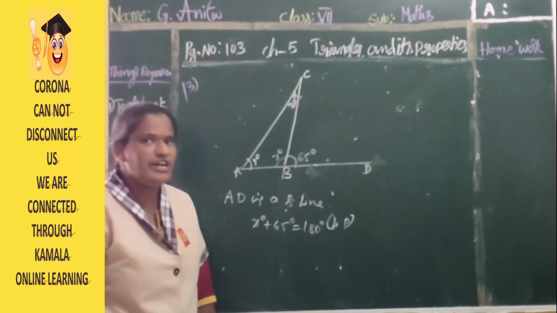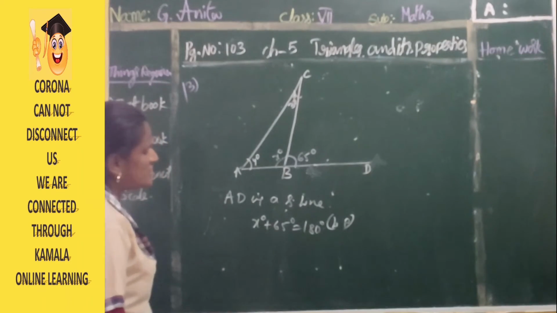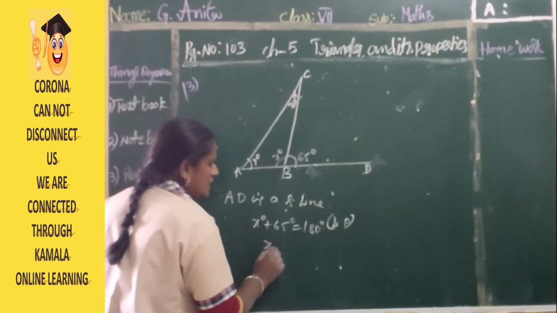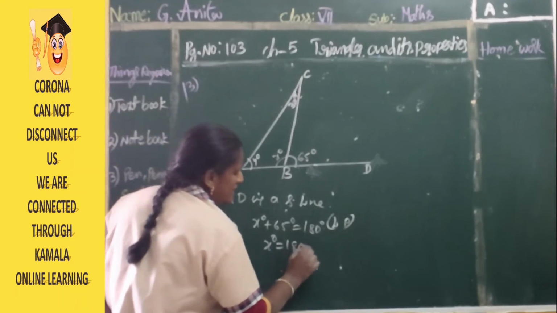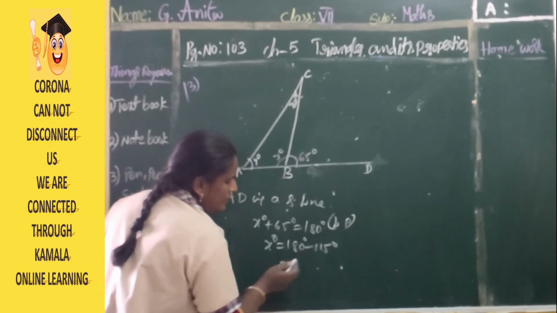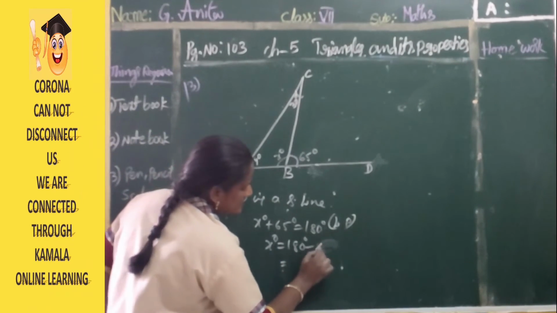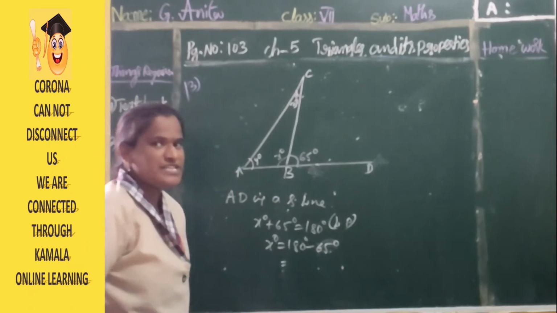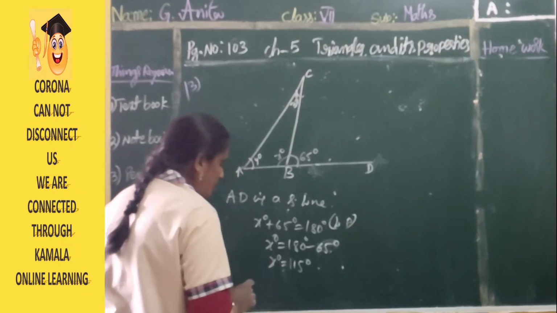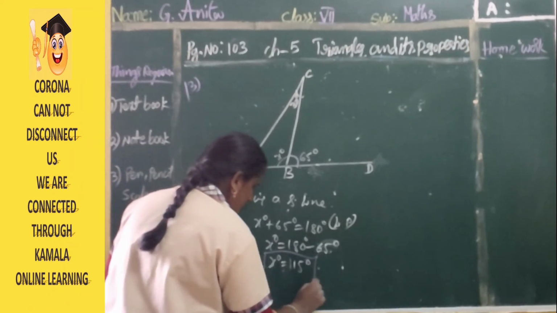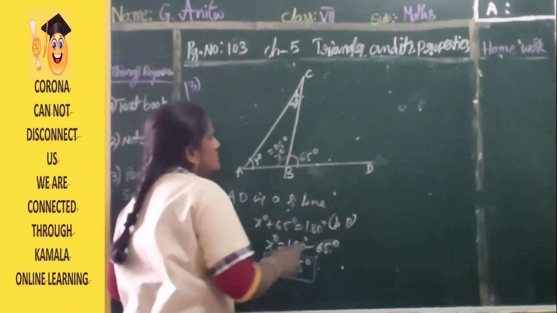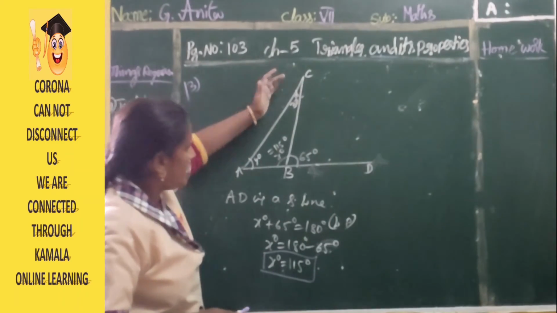In the previous chapter we learned this already. So X degrees plus 65 degrees is equal to 180 degrees. It forms a linear pair. So keep X degrees here only. 180 minus 65 is nothing but 115 degrees. So X degrees is equal to 115 degrees. So you got an idea about this one.